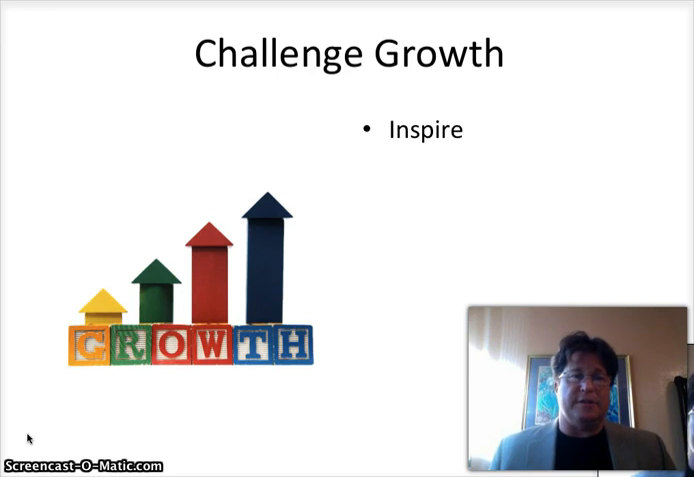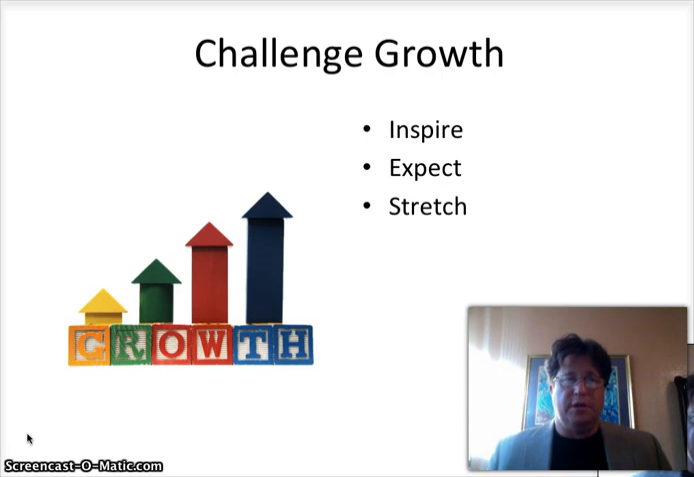The second factor is to expect. Make it clear that you have high expectations for your students and you want them to live up to their potential. The third factor is to stretch, to recognize your students' thoughts and abilities, but also push them to strengthen them, to increase them. And the fourth in the challenge growth category is to limit.